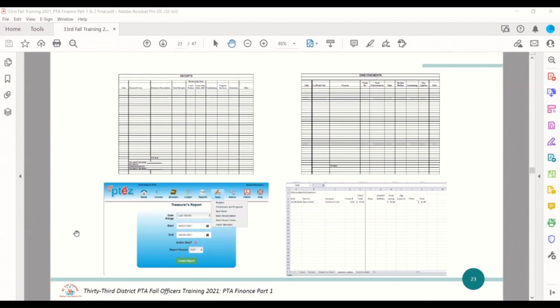And then if you want to know more information about that, you can go to myptez.com for the subscription prices, and it will allow you to do a 45-day free trial just to see if it works for you and your association. And then on the bottom right-hand section, we have an example of an Excel spreadsheet.